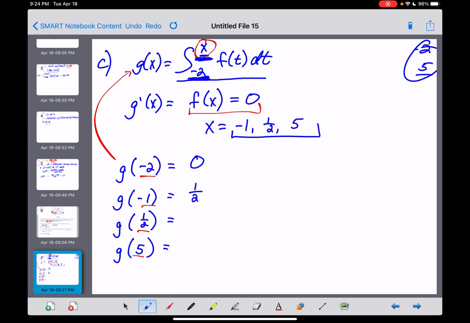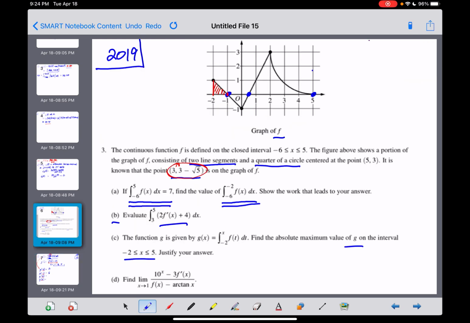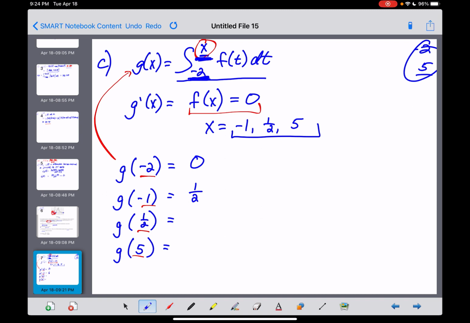Next one, g of 1/2. So if we're going now from negative 2 to 1/2, these two regions right here once again cancel each other out, so just forget about them, and now we really just need the area of that region, which I had a few minutes ago and then I erased. That was 1/4, and it's below the x-axis, so that is going to be a negative 1/4.